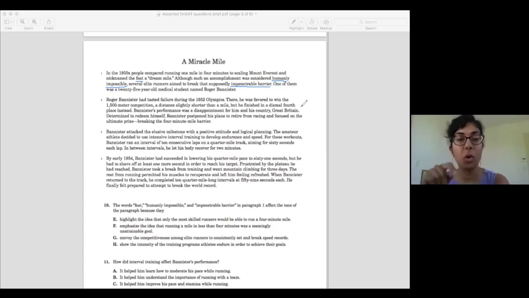So before I even go to the answer choices, I've identified this as a zoom in question. I am going to do precisely that. I'm going to zoom in on the parts of the passage that are relevant to this question. And I'm going to reprocess that part of the passage and make sure that I understand what's going on. And what's going on here is that people thought this was impossible, right? They thought it was humanly impossible. They thought it was like scaling Mount Everest. And essentially, it was considered something that no one could possibly do, right?